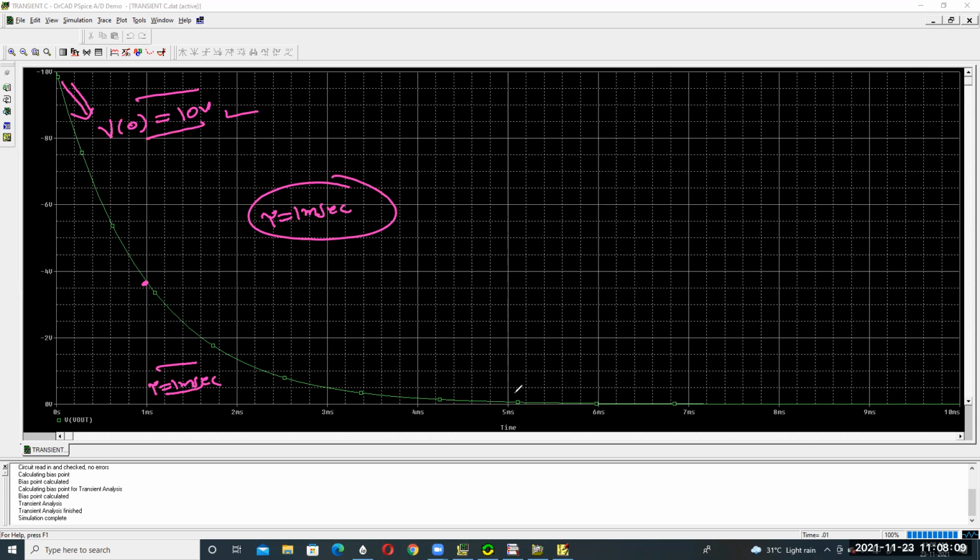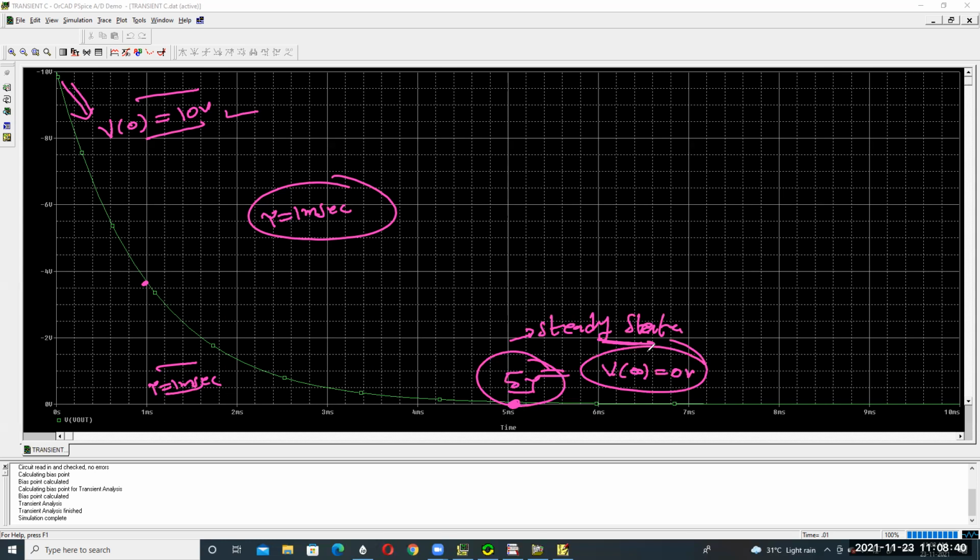And after 5 time constants the capacitor is completely discharged. After 5 time constants, we'll get a response of 0 volts. The voltage across the capacitor is completely discharged, and this is called the steady state condition. Under steady state condition, the voltage across the capacitor goes completely to 0.